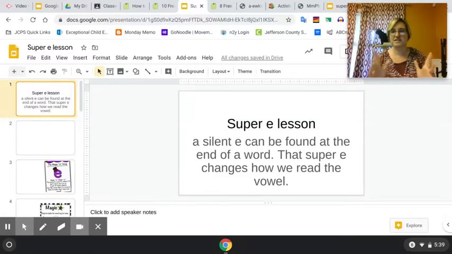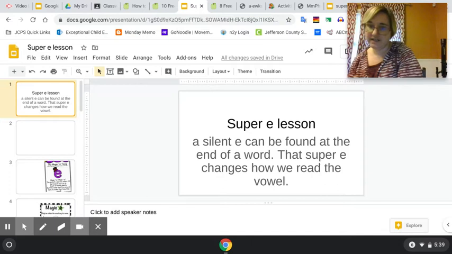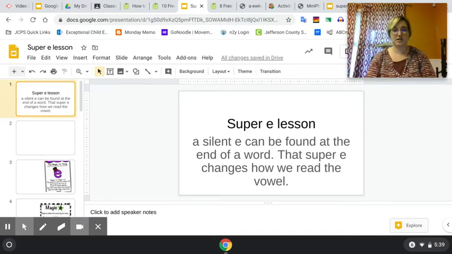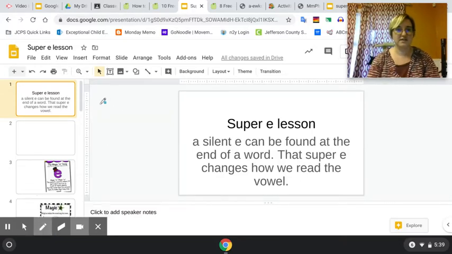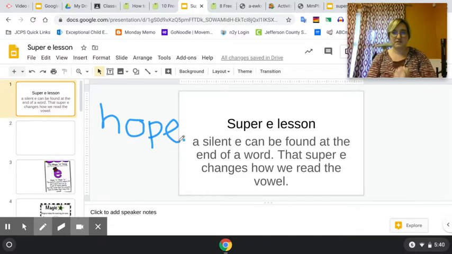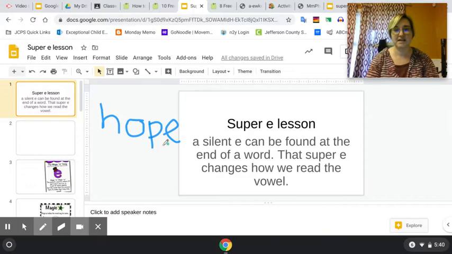Today we're going to talk about that silent E, super E, or magic E. The super E, or silent E, is found at the end of a word. Like in this word, H-O-P-E. So right at that end, what do we have at the end? We have our silent E.